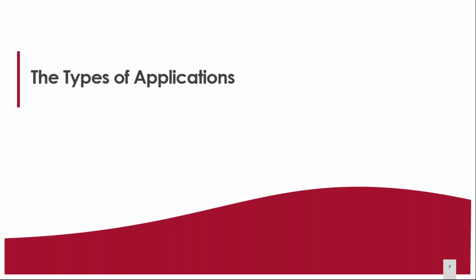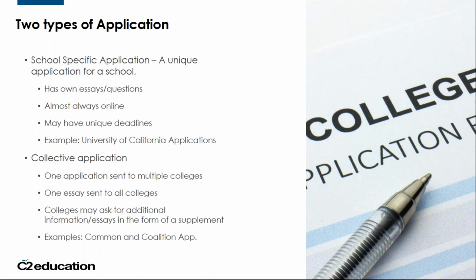Now, once you've done that, once you have decided what colleges you want to go to, we actually have to fill out the application. So let's first talk about the different types of applications. There are basically two major types of application. There is the school-specific application, right? This is an application that is specific to the college. It's got its own essays, its own questions. Almost all applications are online nowadays, rather than having to print them out and mail them in, as your parents could probably all tell you, or if you are a parent, as you probably remember.